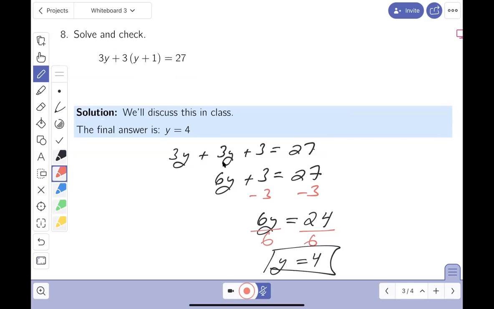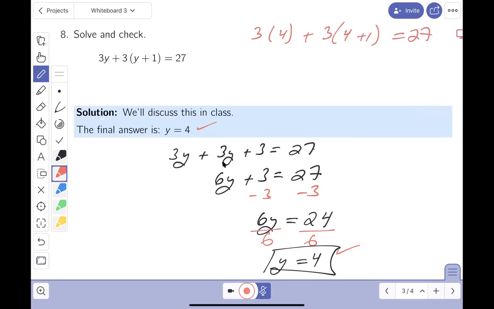Again, my claim over here, check it with the key. That looks good. We agree. But also check with the original problem. And what do I believe? I believe y is 4. So the original problem says 3 times y plus 3 times y plus 1. Well, I believe y is 4.